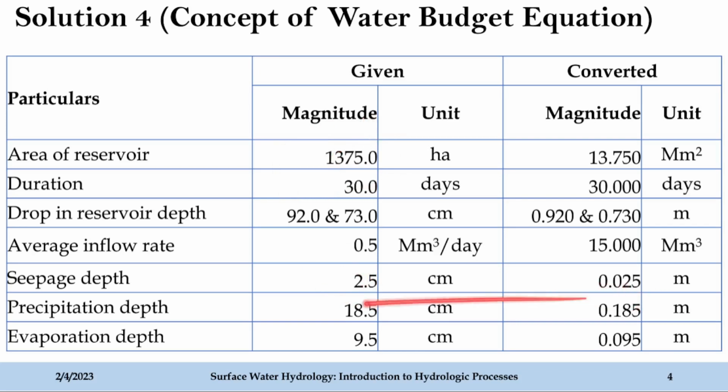Okay. So here we have simply converted the depth from centimeter to meter, and we can eventually estimate the volume of seepage while solving the problem. Whereas in the precipitation depth, 18.5 centimeter was given to us, and it has been converted into 0.185 meter. Likewise, the evaporation depth of 9.5 centimeter has been converted as 0.095 meter. So these are the conditions which were provided in the problem, and these are the converted magnitudes of the conditions which were provided. So we will be focusing on solving this problem using these magnitudes in these units only.